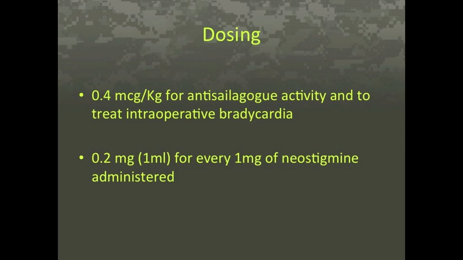The typical dose for anti-sialagogue activity and to treat intraoperative bradycardia is 0.4 micrograms per kilogram. For each 1 milligram of neostigmine, a dose of 0.2 milligrams of glycopyrrolate is administered mixed in the same syringe to counteract the cholinergic effects of neostigmine. Neostigmine is an acetylcholinesterase inhibitor used in the reversal of non-depolarizing neuromuscular blockers.